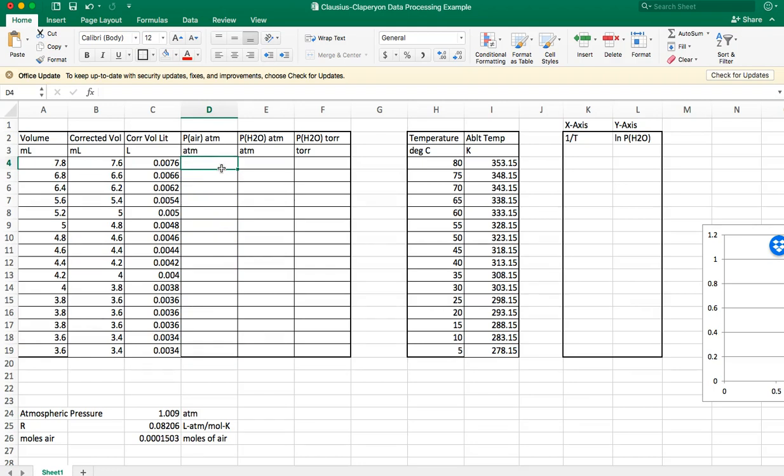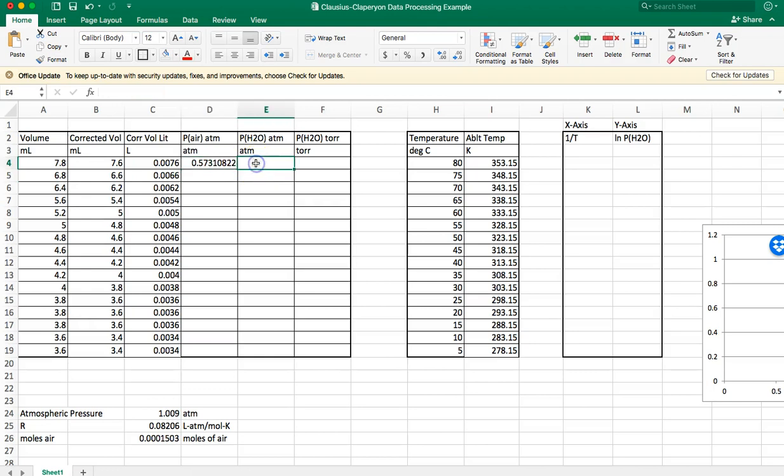So what we're doing now is rearranging PV equals nRT so that P equals, the pressure due to the air, is equal to the number of moles of air times R times T divided by the volume of the air bubble. So we say equals the number of moles of air times R times the temperature for this data point in absolute temperature. Since that's going to be the numerator, we put all of that in parentheses, and then we divide by the corrected volume.